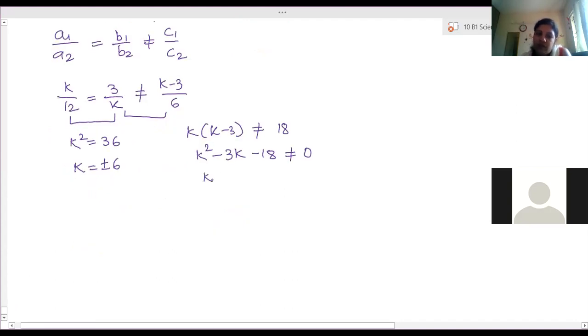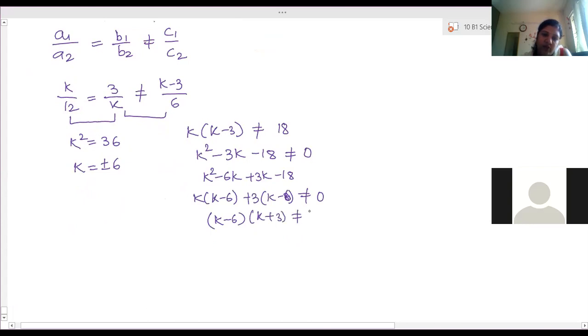Now here, K square minus 6K plus 3K minus 18. 6 threes are 18. K into bracket K minus 6, plus 3 into bracket K minus 6, not equal to 0. So K minus 6 into K plus 3 not equal to 0. So you will get, K minus 6 should not be equal to 0. So K should not be equal to plus 6. Clear?